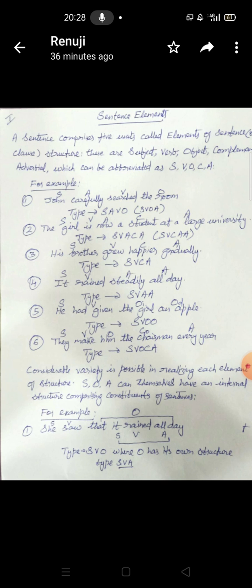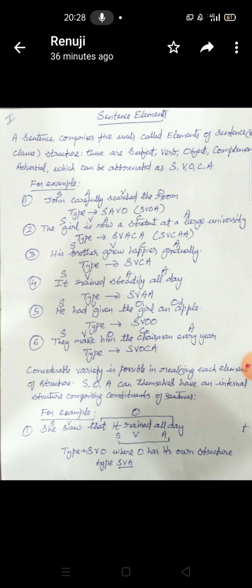They make him the chairman every year. Now this sentence has all the five elements which we have been talking about, that a sentence or a clause has five elements: subject, verb, object, complement, adverbial. Complement is either an attribute of the subject or an attribute of an object. If there is an object, the complement is the attribute of the object. So this sentence is of the type SVOCA.